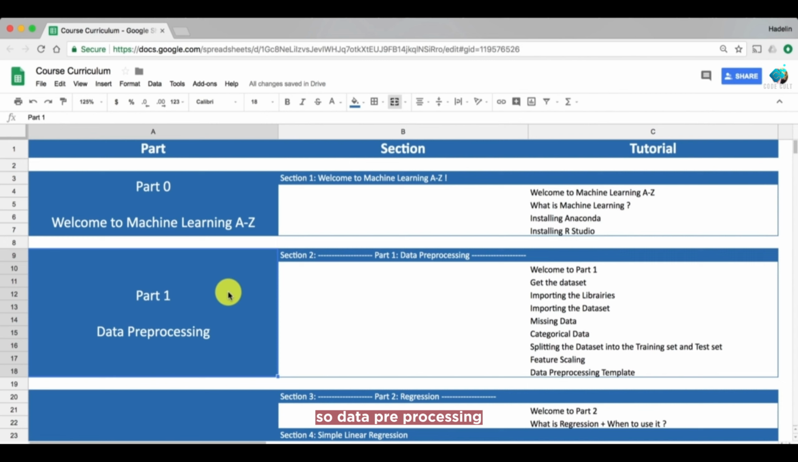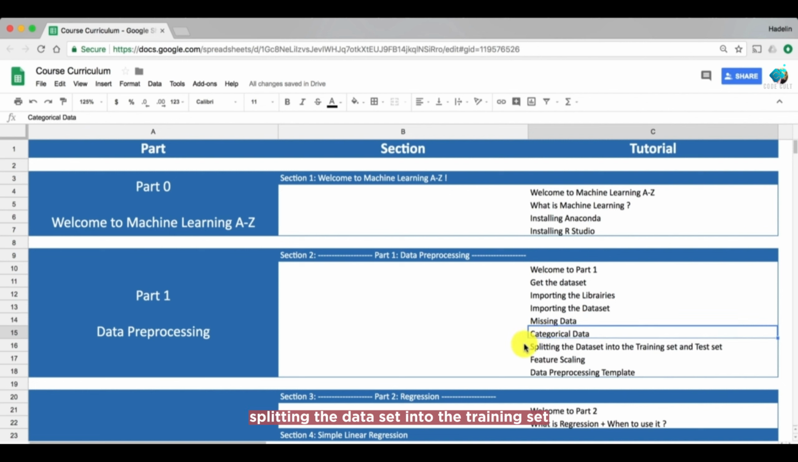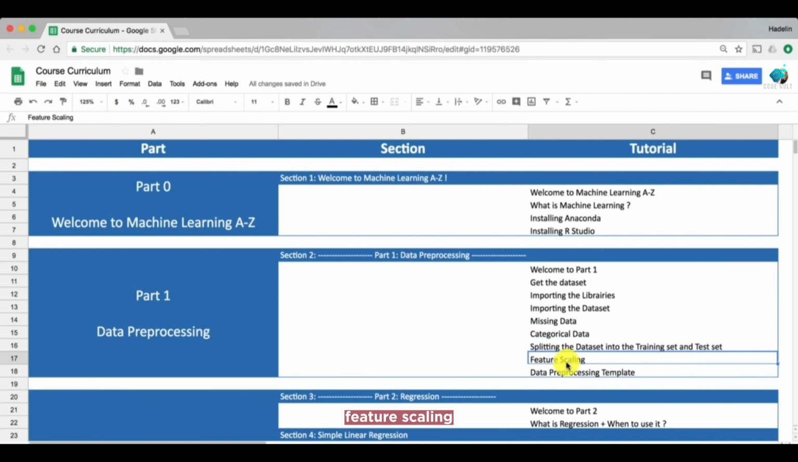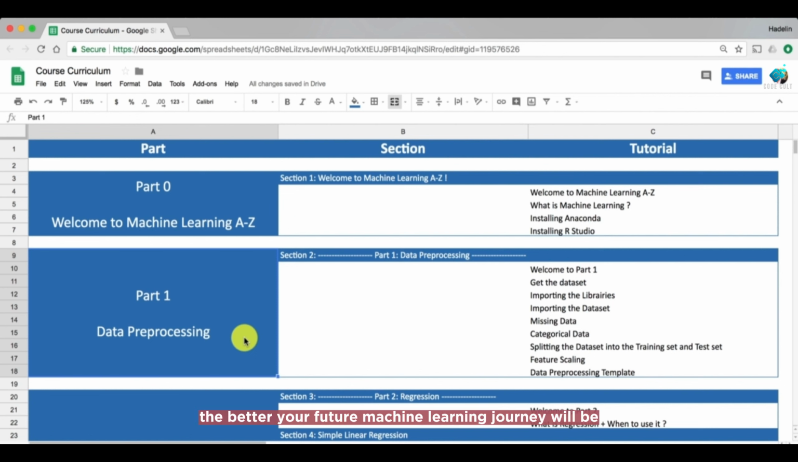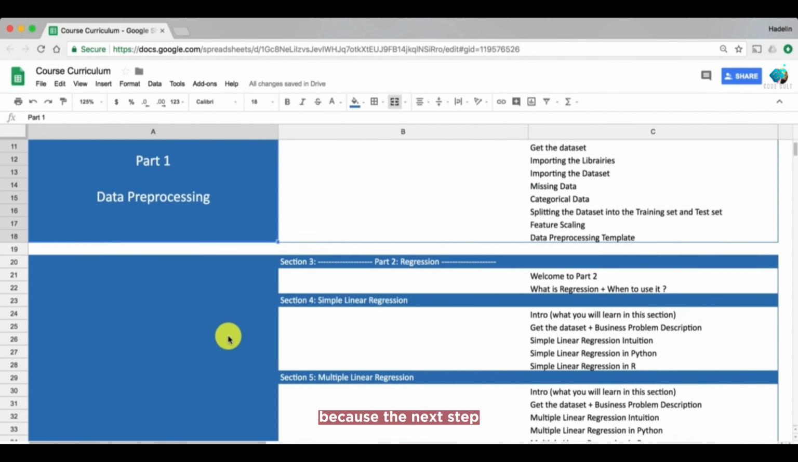So data preprocessing is essential, and as you can see, we tell you everything. We give you the essential steps: how to import the data set, how to handle missing data, how to handle categorical data, splitting the data set into the training set to train your model and the test set to test your model, feature scaling to put all the variables onto the same scale, and in the end we give you a template so that you can save a lot of time on data preprocessing. So that's the first step. Don't forget it, because the more you work on it, the more you handle it, the better your future machine learning journey will be.